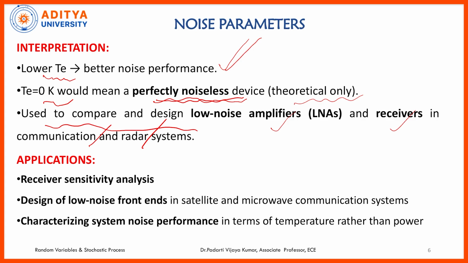There are many applications where we use the concept of noise temperature: receiver sensitivity analysis, design of low noise front ends in satellite and microwave communication systems, and also when you are characterizing the noise power in terms of temperature, we will be using the effective noise temperature. Generally, we follow power, but sometimes we use temperature as the major parameter for noise analysis. There we use the concept of effective noise temperature. All are interrelated. Power is directly related to temperature.